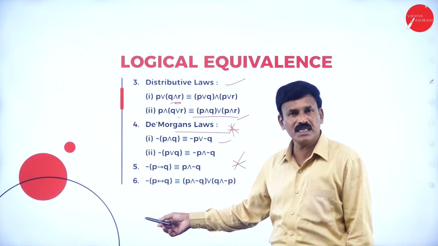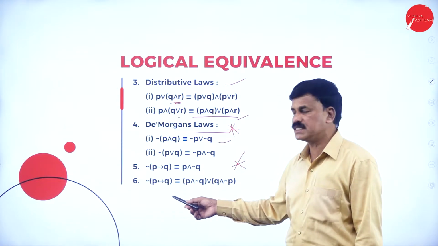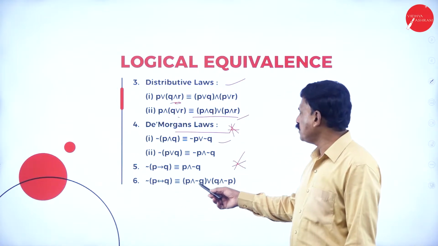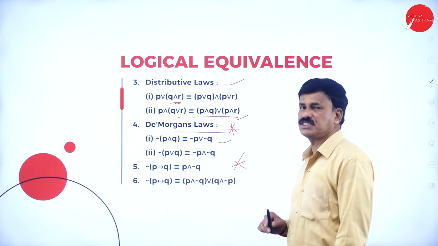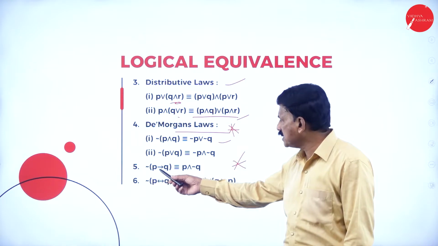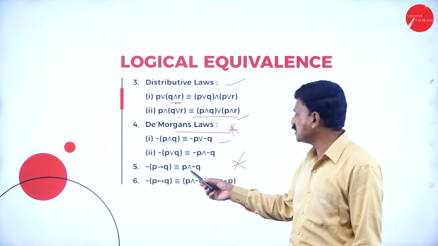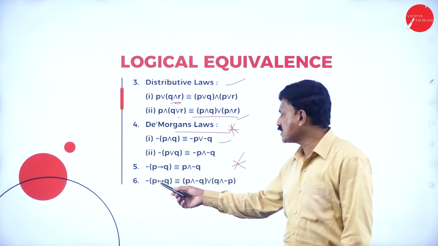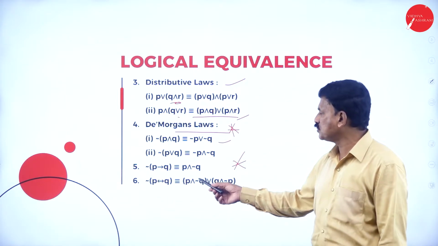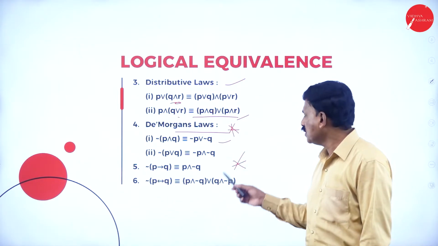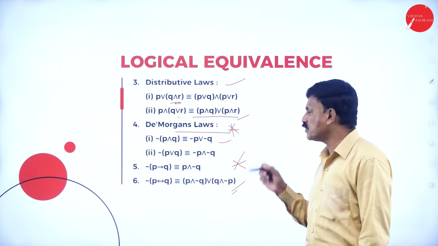Similarly, in case of biconditional, what is the negation of biconditional? The negation of biconditional is logically equivalent to P conjunction negation Q, disjunction Q conjunction negation P. So, in case of conditional, negation of P conditional to Q is logically equivalent to P conjunction negation Q, whereas in case of biconditional, it is P conjunction negation Q disjunction Q conjunction negation P. This is a very, very important concept.